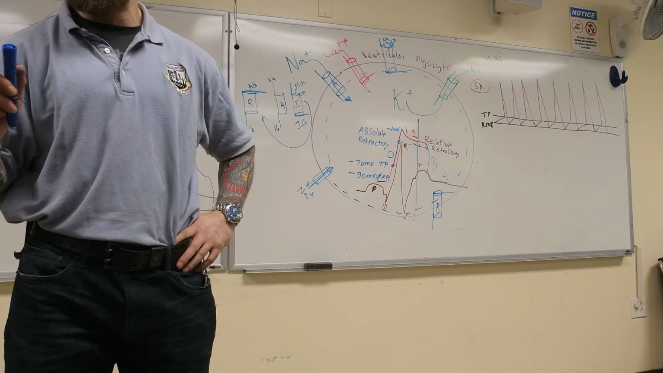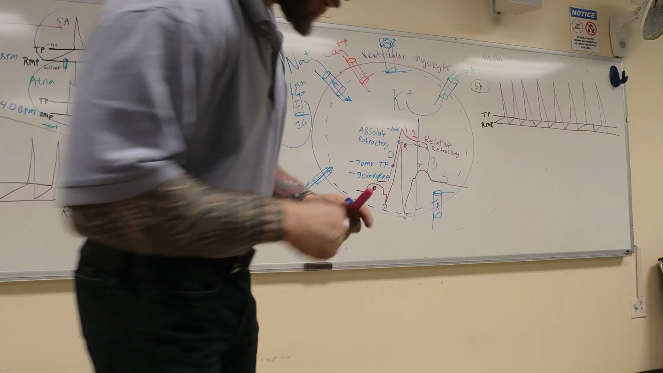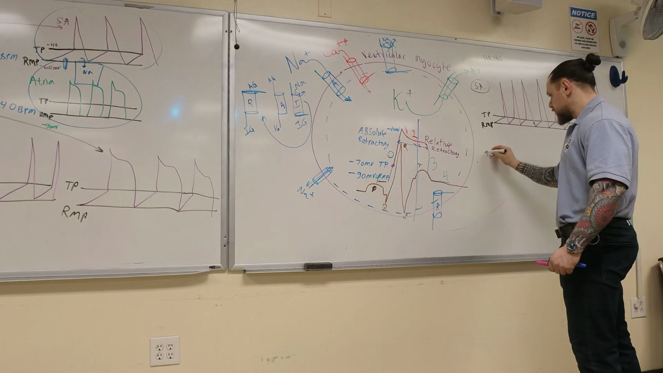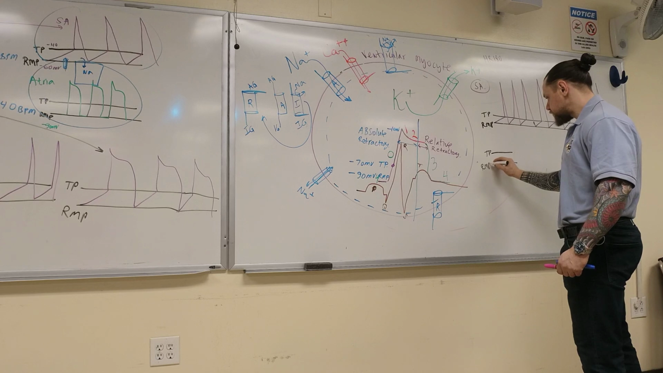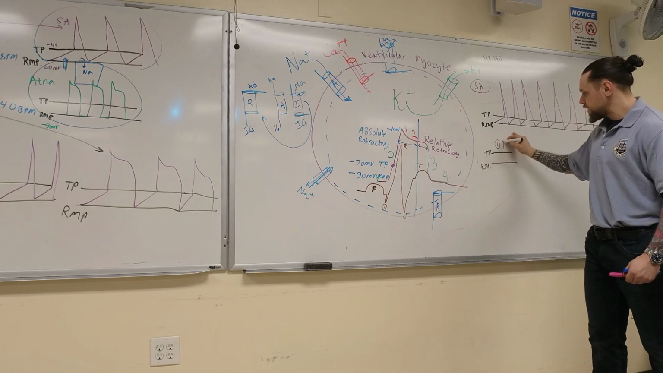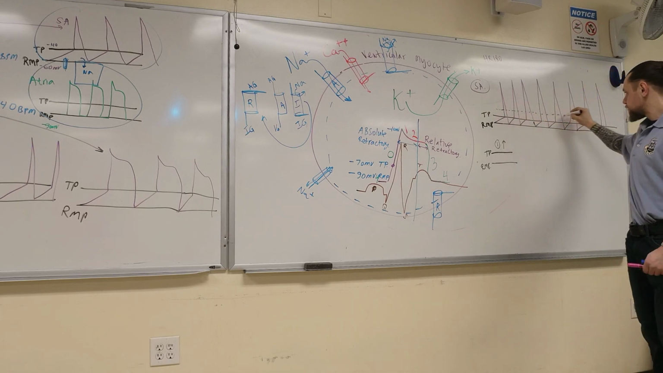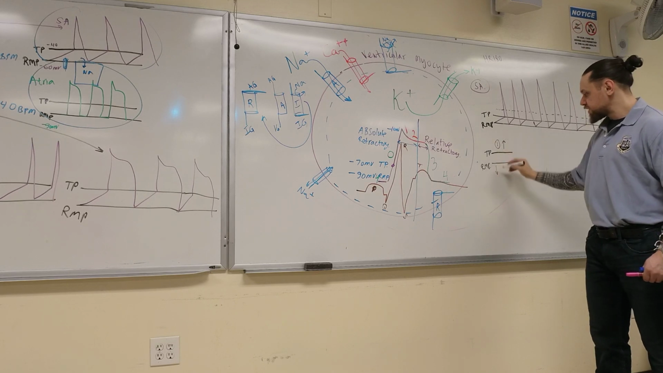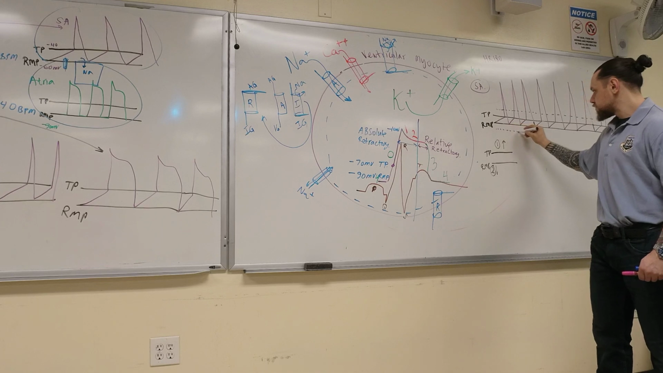So the overall strategy would be this. Let me show you the overall strategy. We said this was our threshold potential, and this was our resting membrane potential. One strategy could be that we raise the threshold potential that is here. Another strategy, number 2, we can lower the resting membrane potential. So this could be here.